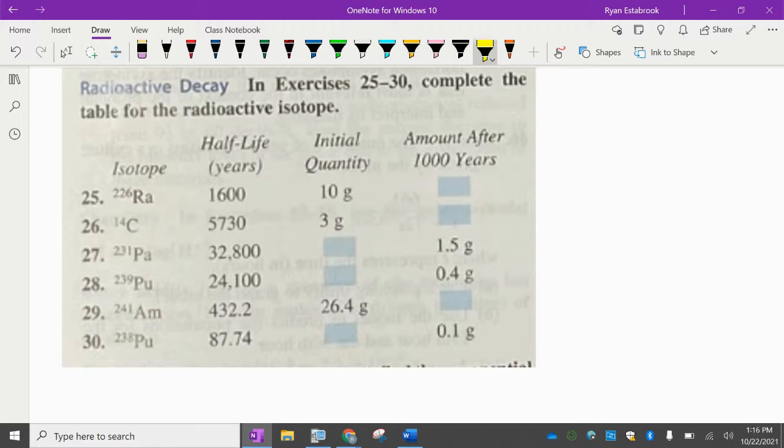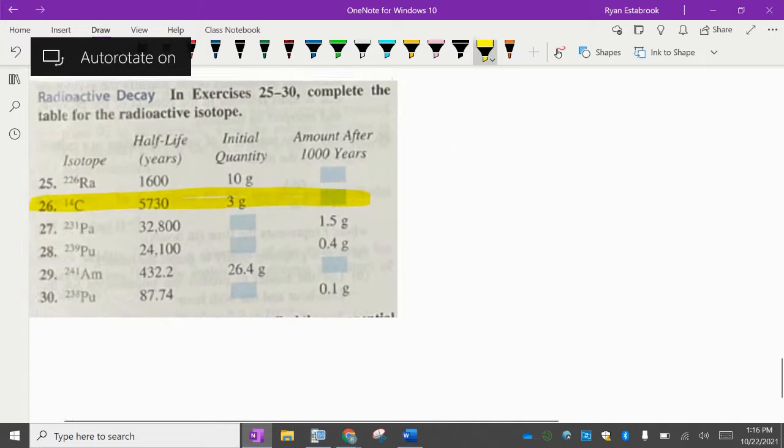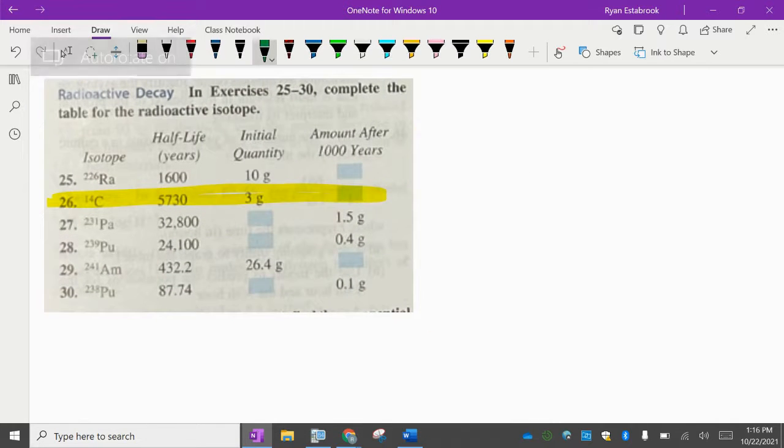How about Rosa? Pick one, 25 through 30. Which one do you want to do? 26. Okay, so 26. We are told the half-life for carbon 14 is 5,730 years. Question was asked, do we need to know these formulas? You need to know that it is exponential decay when you're dealing with half-life. So it's going to look something like this.